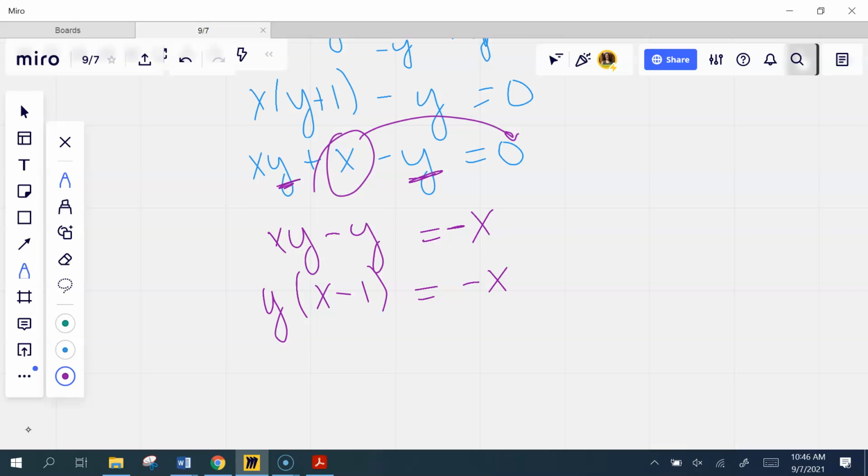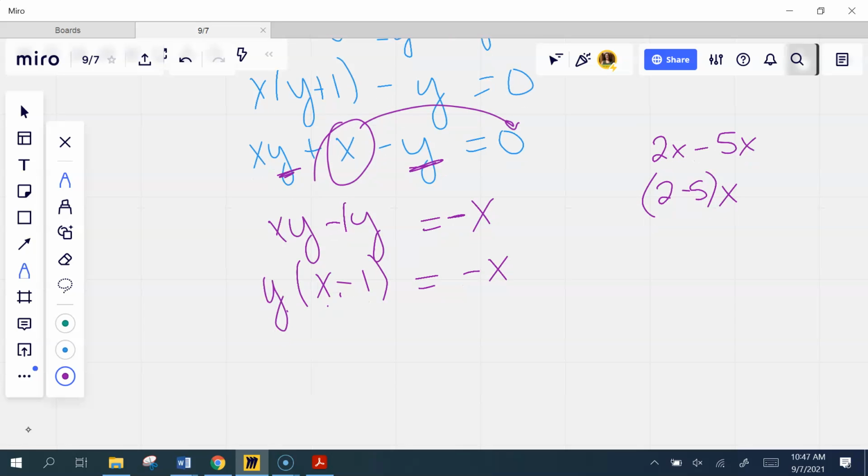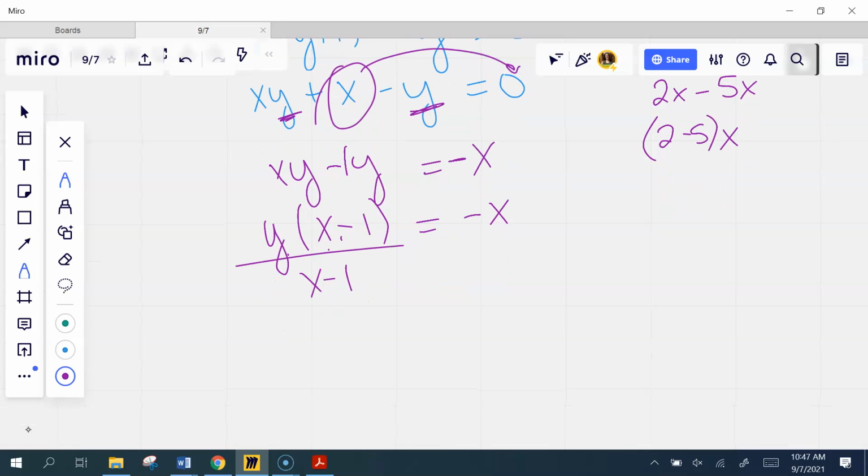Okay, I need y by itself. Essentially what I did, follow me through on this for just a minute, I really just combined like terms, right? If you have 2x minus 5x, then I do 2 minus 5 times x, right? I did the same thing, x minus 1 times y. I essentially just combined like terms or factored the GCF out, factored the y out. Okay, now can I get y by itself? Yes. Divide.